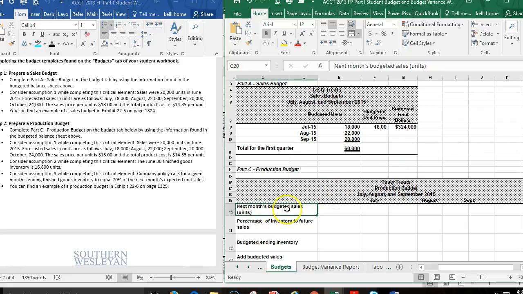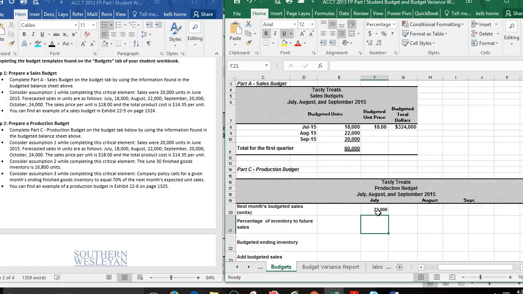So it tells us under July to input the next month's budgeted sales in units. If we're looking at July and it wants us to input the next month's budgeted sales in units, the next month is August. So if we look back up at our sales budget, we can see that budgeted units for August were 22,000. So that's the figure we want to put in, 22,000.